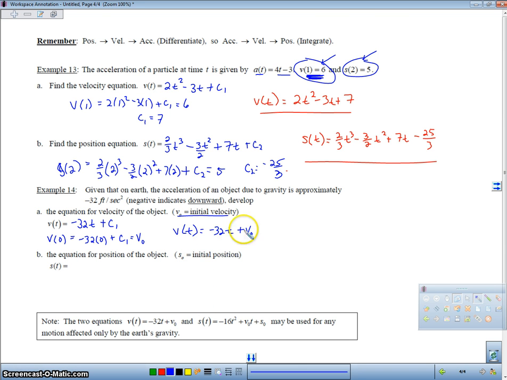Some physicists, you'll hear them call that v naught. Okay, now we're going to take the antiderivative here. We're going to get negative 32t squared divided by 2, which is going to give me negative 16t squared plus v sub 0 times t, because I'm taking the antiderivative of this, plus c sub 2. And we know s sub 0 is equal to, all this is 0, which is just going to give me c sub 2. And we're going to call that s sub 0 for initial position, or s naught.